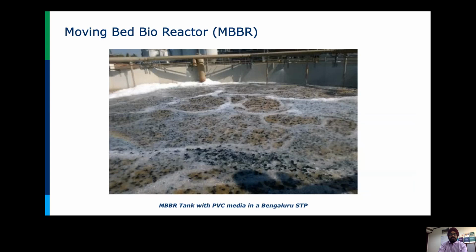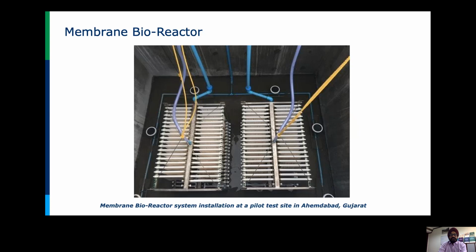The MBBR reactor, you can see this from an STP example. So in a sewage treatment plant, you will have this medium which is there. You can see that black one. So those are those plastic mediums on which the microbes are settling. The membrane bioreactor is like this, and it has been done in Ahmedabad and several other cities.